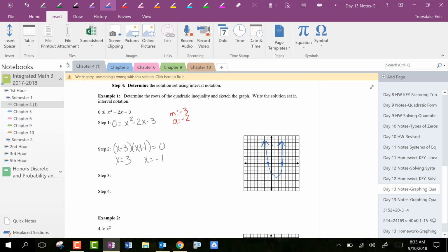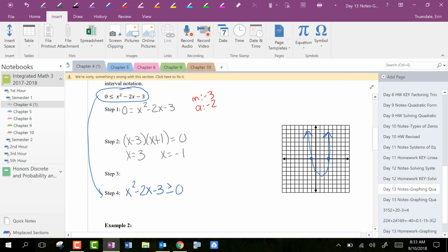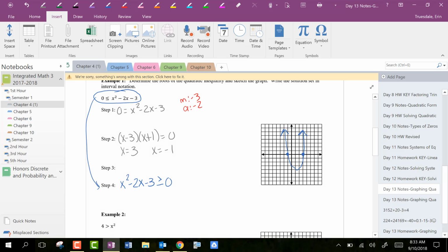Here's where the problem gets a little bit different, and you really have to pay attention to what's happening. I'm going to go back to that original problem and rewrite it because I don't like that the function is on the right side. But make sure you flip the sign when you rewrite it so that you can read it left to right. So what this question is asking is, where is this function greater than or equal to 0?